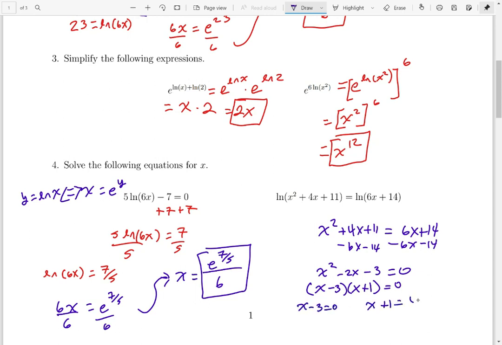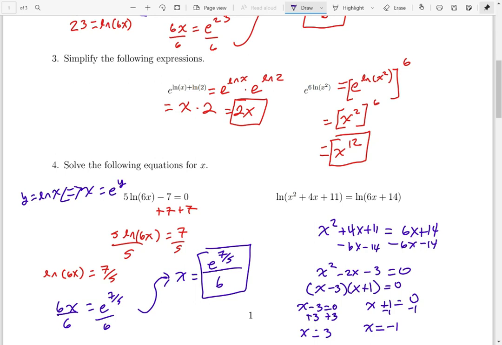Then via the zero product property, I get specifically that x minus 3 is equal to 0, x plus 1 is equal to 0. And so plus 3, plus 3, x is equal to 3, or minus 1, minus 1, x is equal to negative 1. And so I get these two possible solutions.